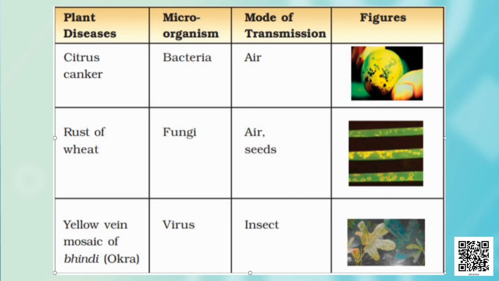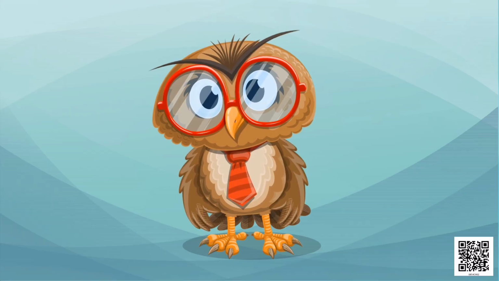Disease-causing microorganisms in plants. Citrus canker is a disease of lemon and it is caused by bacteria, and its mode of transmission is air. Rust of wheat is another disease which is caused by fungi, and its mode of transmission is air or seeds. Yellow vein mosaic of bhindi is a virus-based disease and is transmitted by insects.